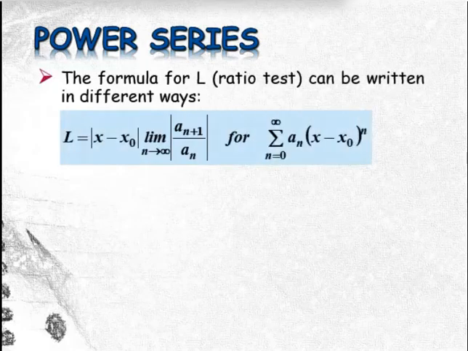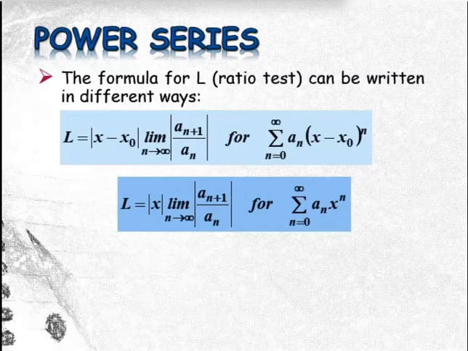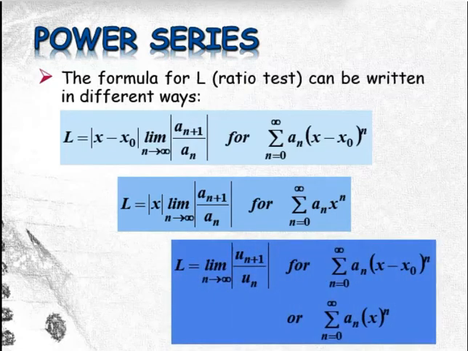The first one is if the base of the power series is a binomial x minus x sub 0. The second is if the base of the power series is simply a monomial of the form x. And the third one is L equals the limit of u sub n plus 1 over u sub n as n approaches infinity. Let us have some examples.